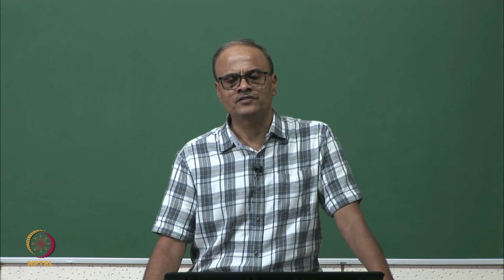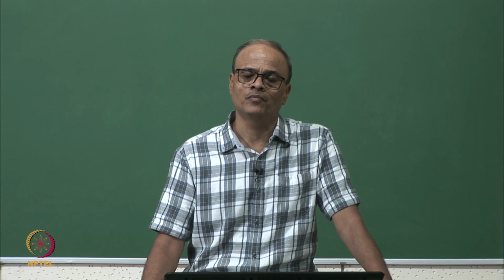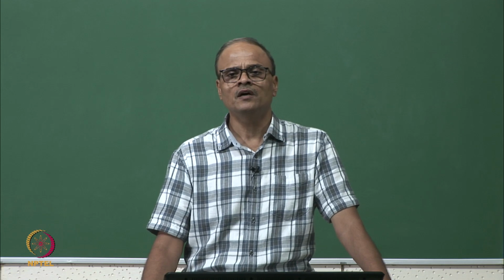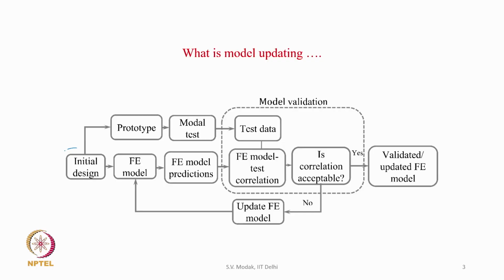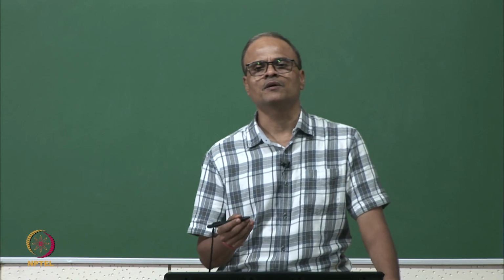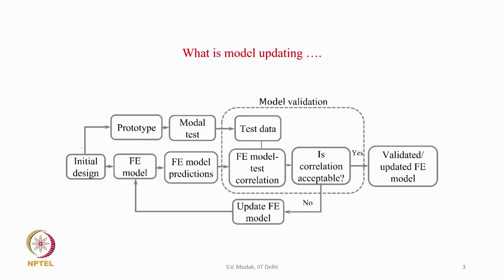FE model updating is done as part of the design cycle of a product or a system, specifically the dynamic design aspect of the product. So, let us say for the product or the system an initial design is available. This is the starting point, the initial design. Based on the initial design we make an FE model of the system, and in parallel we also construct a prototype of the system. Then we conduct a model test on the prototype and obtain the model test data.